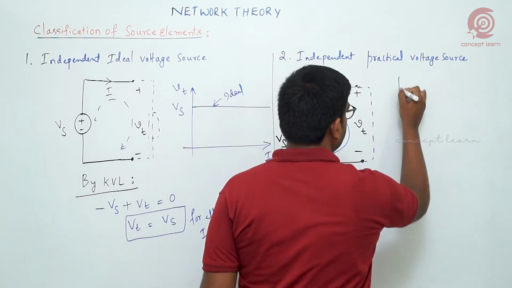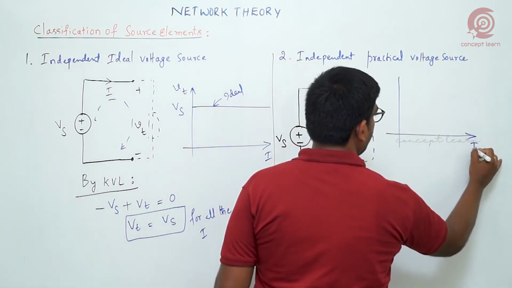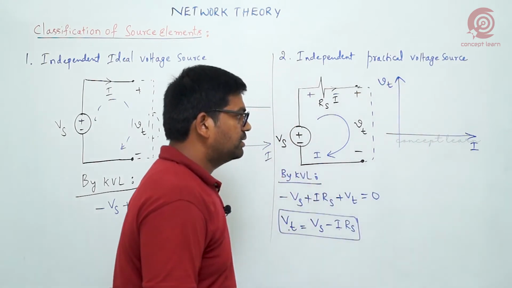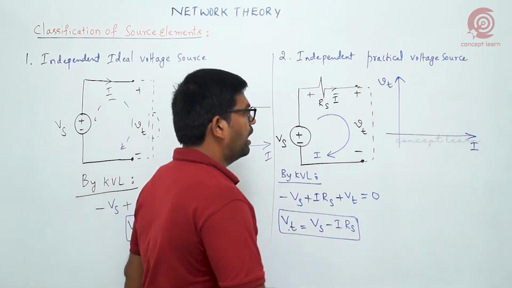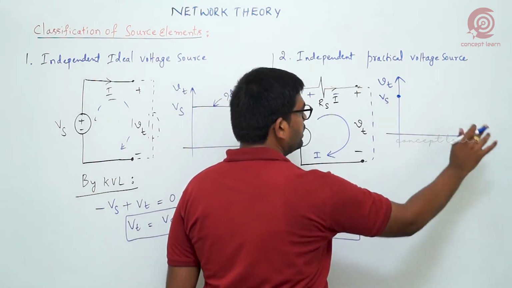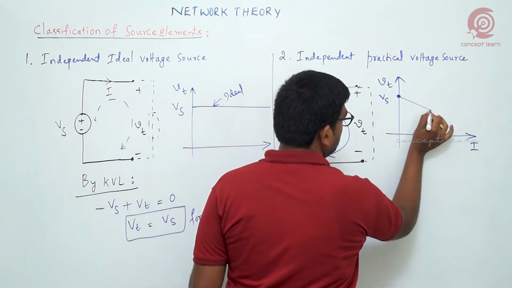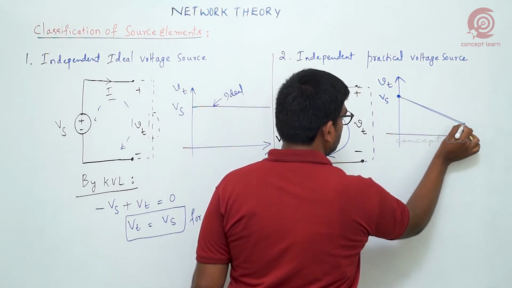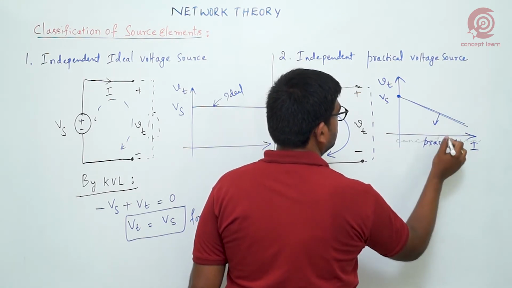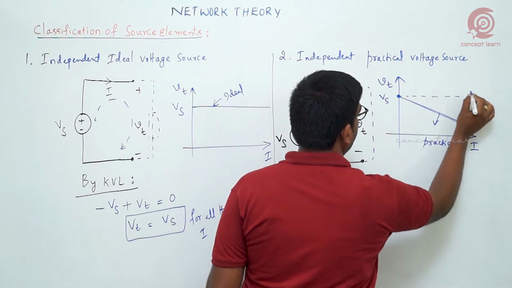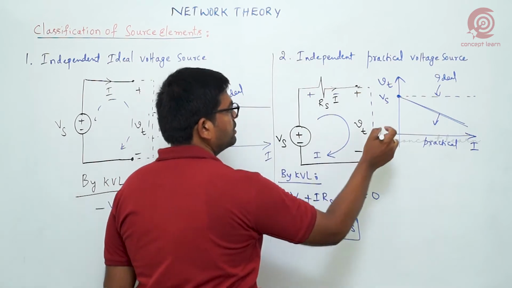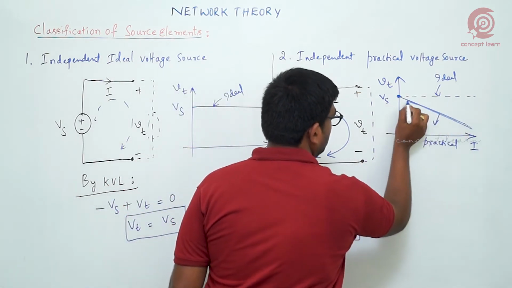When you draw the characteristics, we are drawing terminal voltage with respect to current. Current is 0 means it is Vs, but when current increases, this is the behavior we get. This is our practical voltage source. I am drawing the dotted line for the ideal. This is the difference. This is ideal and this is the practical. Look at here.